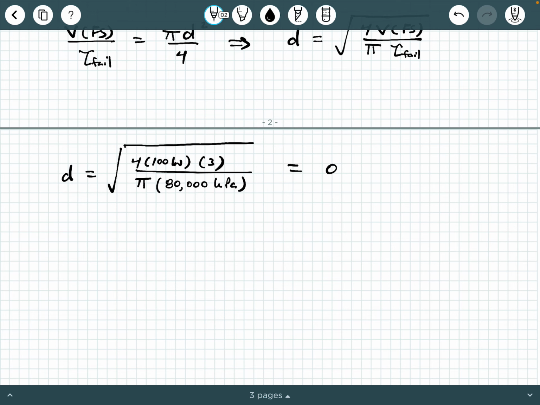Now, I get 0.0691. Now, what are the units here? Let's think about that. Well, it should be units of length, right? Because you're looking for a diameter. Now, this pops out in units of meters. How do I know that? Okay, let's ask ourselves that. How do we know that that's units of meters?